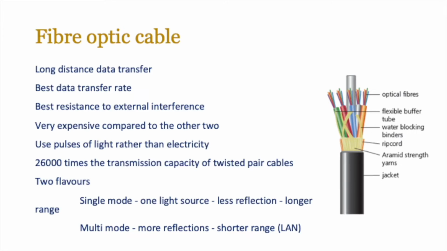Again, the setup is actually quite complicated. You've got the optical fibers, you've got the flexible buffer tube outside it, you've got water blocking binders, rip cords, strength yarns, and an overall jacket to protect it from breaking. Obviously the optical fiber is very fragile, so it can't be bent compared to a twisted pair or a coaxial cable. It's kept as straight as possible, and that's one of its disadvantage, because if you do bend the cable, your chances are your light is going to be reflected or refracted, and that's going to cause problems, especially with data collision.